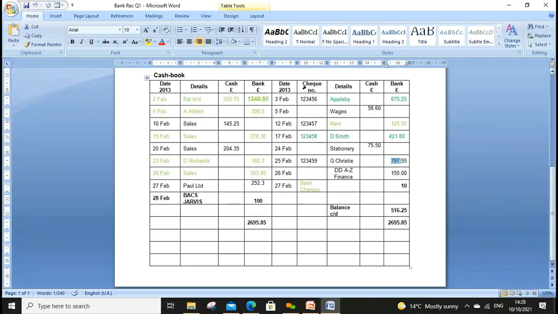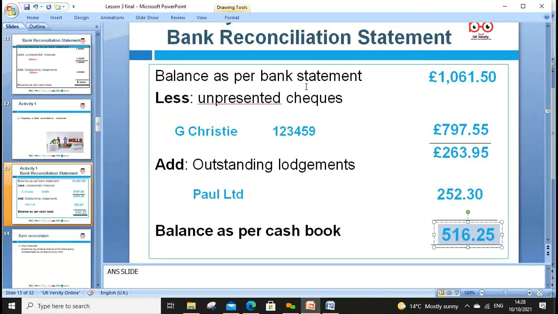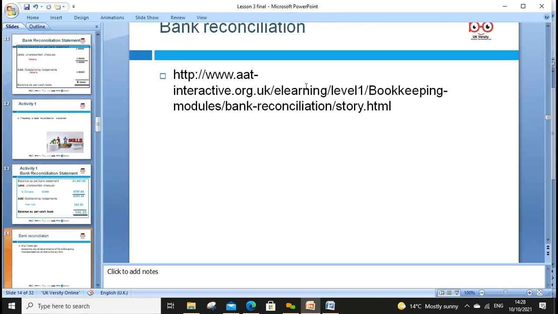The lodgement we deposited but the bank has not added. After this, our cash book balance is 516, and the bank statement after these two adjustments is 516 as well. So we have done the bank reconciliation. We reconcile the cash book and the bank statement, so you need to make sure you match it, please.